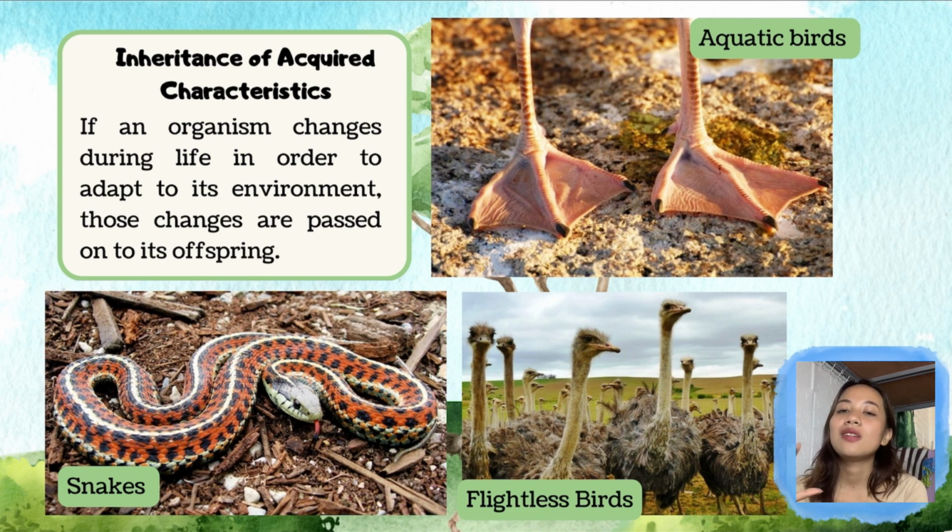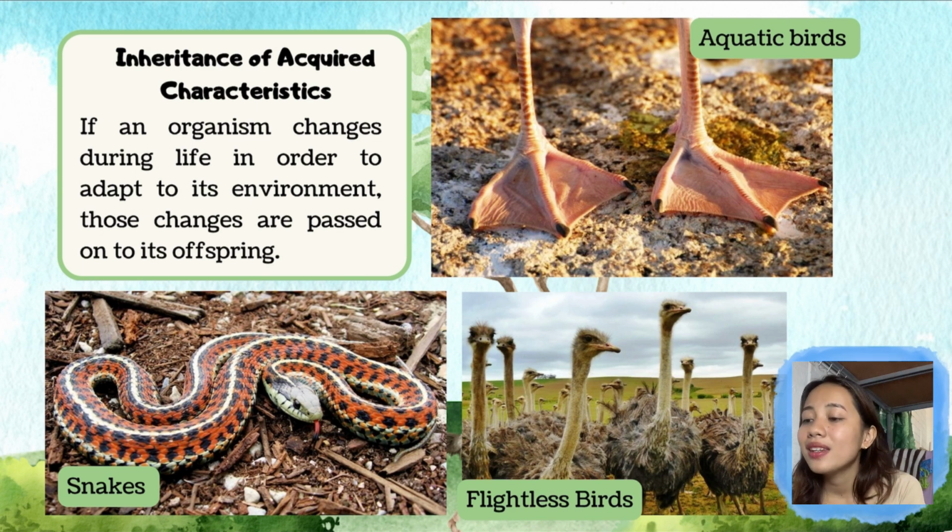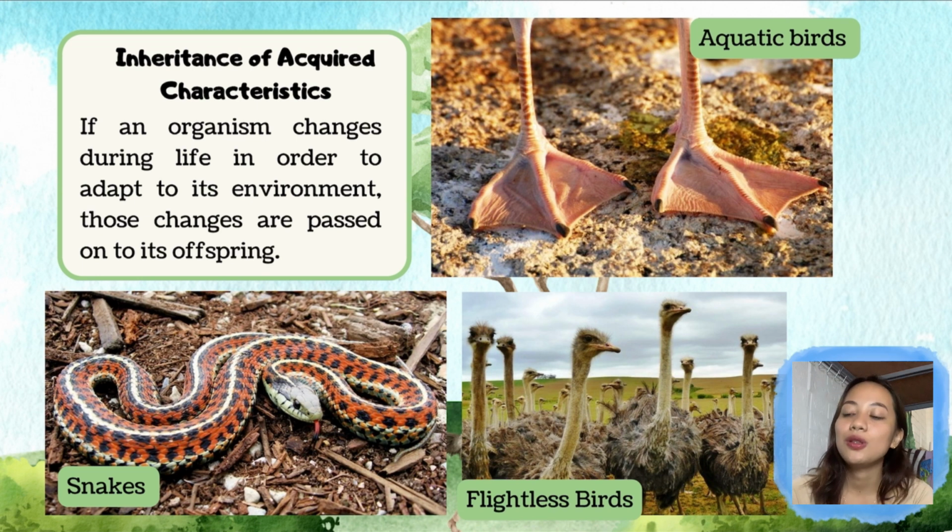Another one is aquatic birds. It is believed that these aquatic birds evolved from terrestrial birds that walk on land. However, in order to survive and swim in the ocean, aquatic birds adapted to their environment and evolved a web foot, just like what frogs have, causing them to survive and be able to swim.